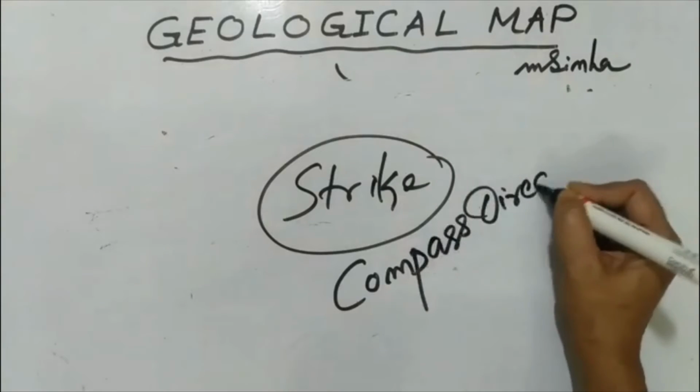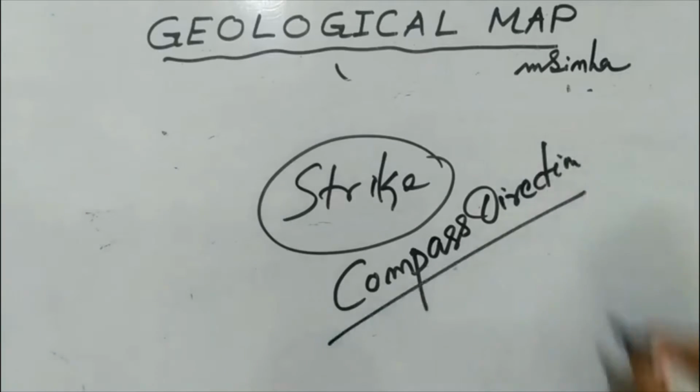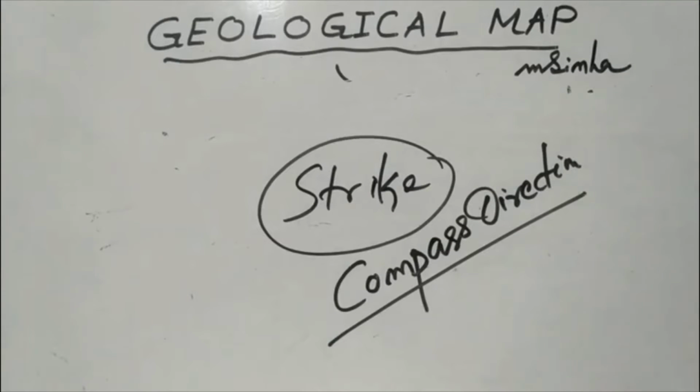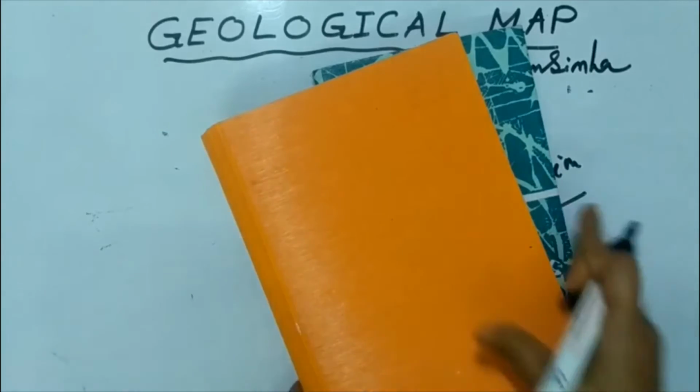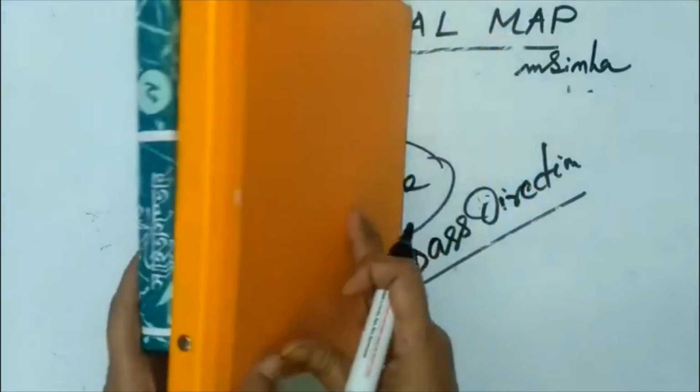Strike is a compass direction. Suppose you took a book, and you place your book in that way. Suppose I took these two books and I place this book in that way.